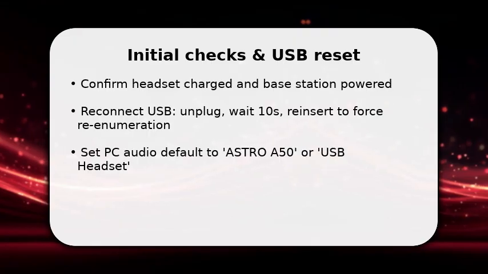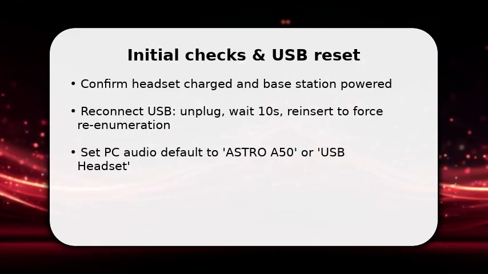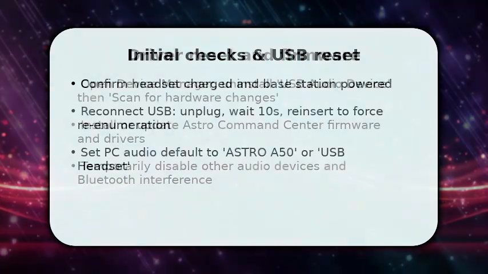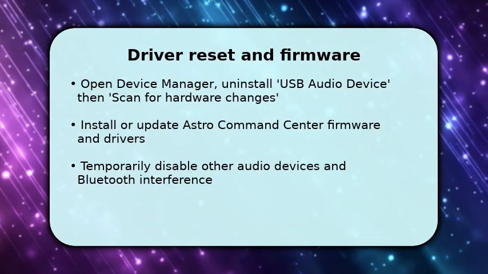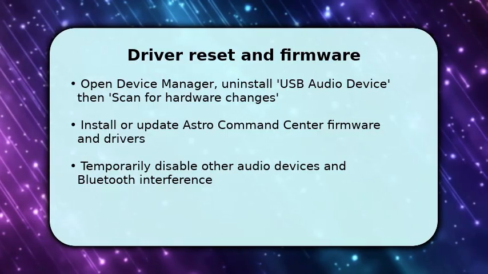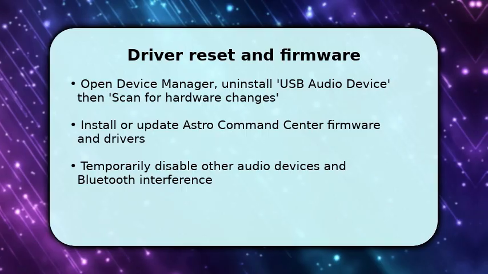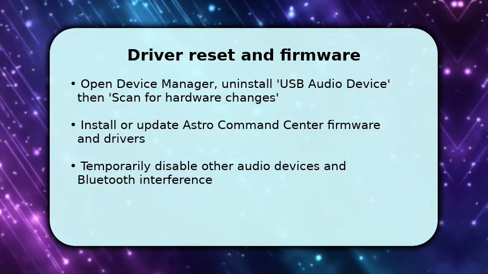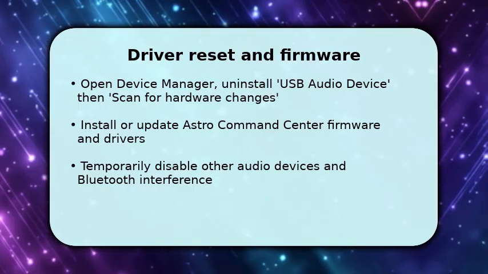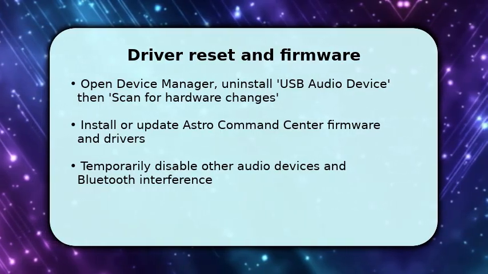If you use the mix amp or optical, keep them disconnected for now so the USB path is clean and predictable. Next, you tackle software and firmware because the headset needs proper drivers to negotiate codecs. First, open Device Manager and uninstall any generic USB audio device entries tied to the A50, then scan for hardware changes so Windows reinstalls the correct driver.